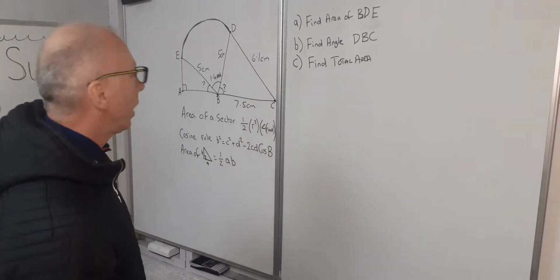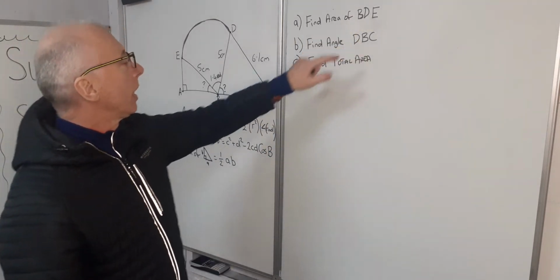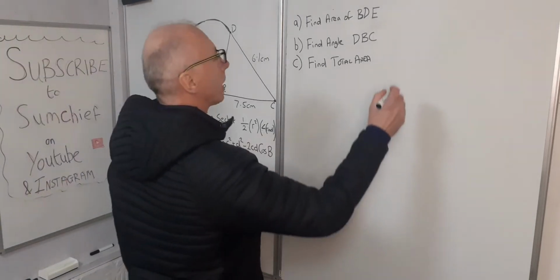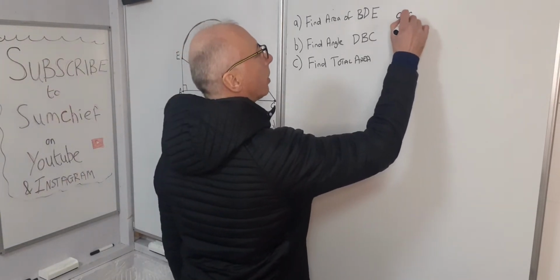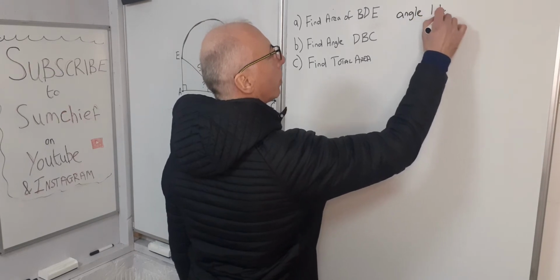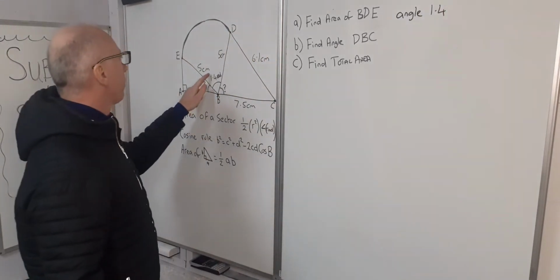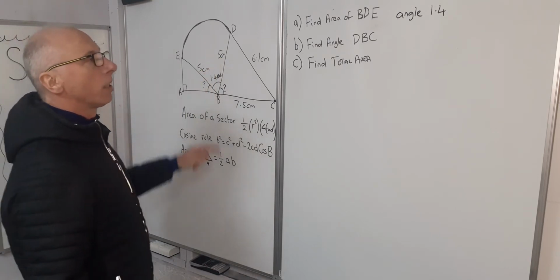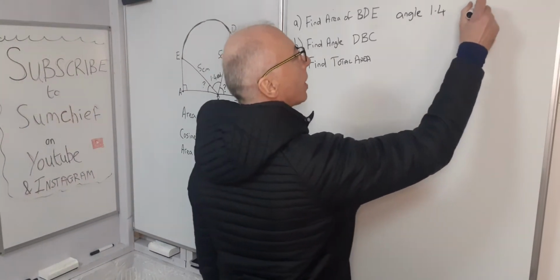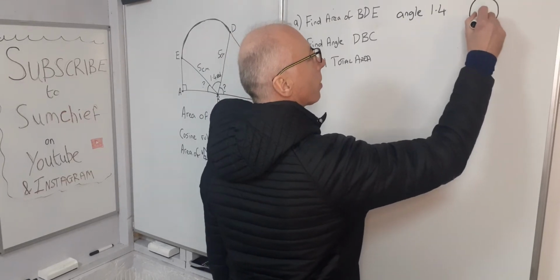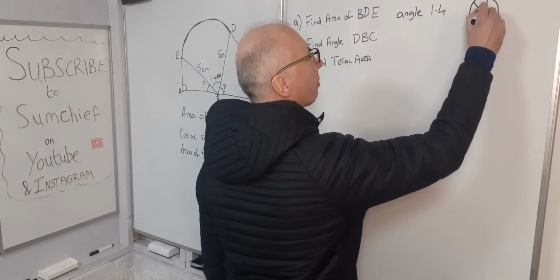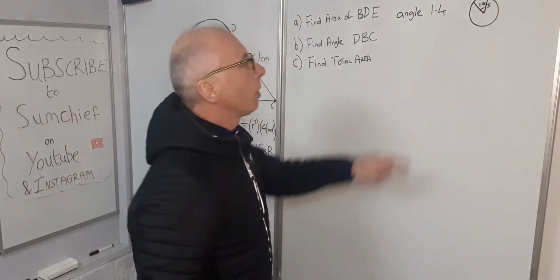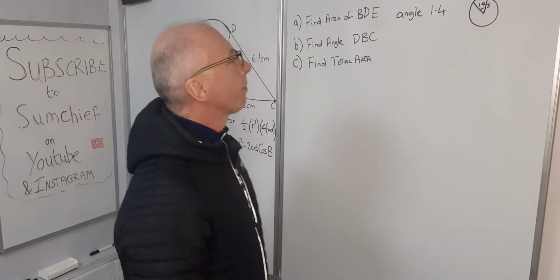Okay, right, area of BDE. So we're given in radians the angle, 1.4 in radians. And then each side is 5 centimetres. So what we can say, this is part of a sector. Imagine that's the circle, and the radius is 5 centimetres, and we've got 1.4 here. We need to find the area of this bit.